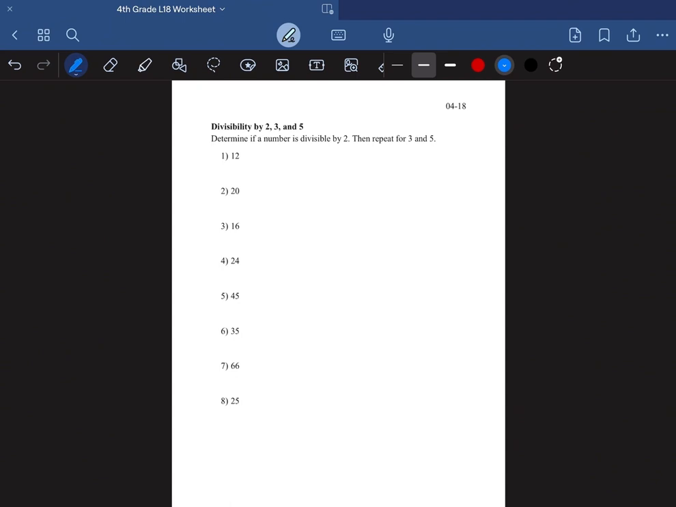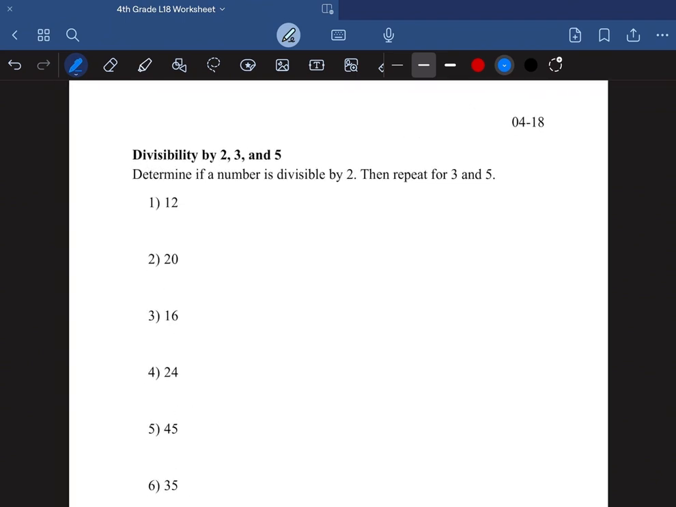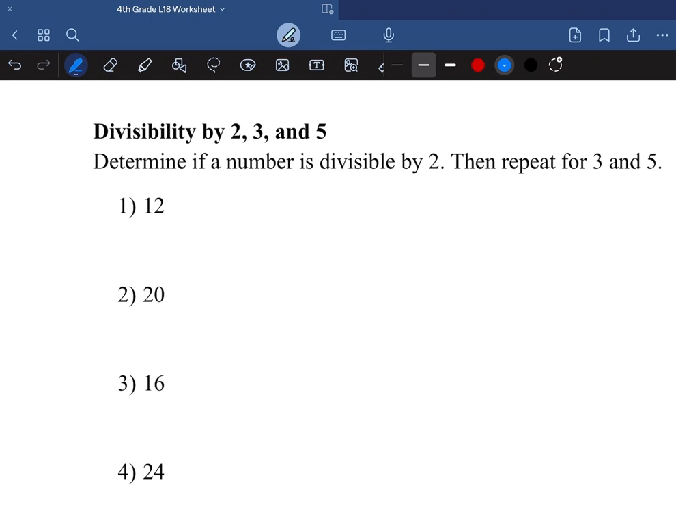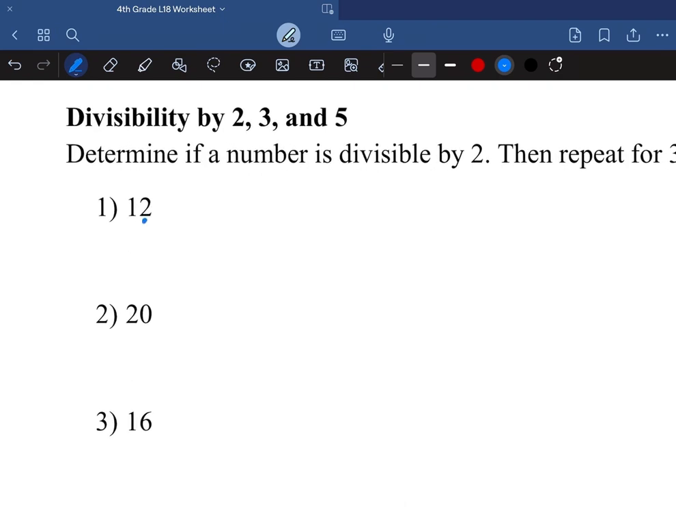Divisibility by 2, 3, and 5. Determine if a number is divisible by 2, then repeat for 3 and 5. There's a certain rule or trick that you can use to see if it's divisible by 2. If the last digit of the given number is even, then we can say the number is divisible by 2. So for number 1, for example, the last digit is a 2. Since the last digit is even, it's divisible by 2. So we're going to put yes.